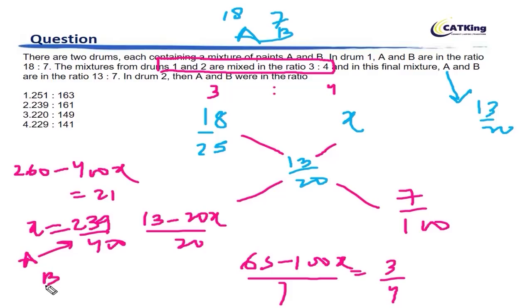So the proportion of B will be 1 minus this. So proportion of B will be 161 upon 400. So what's the answer here? The answer is answer option second. Again, a very beautiful question on alligations. Should take you somewhere around 30 to 35 seconds solving this if you are clear with the concept.